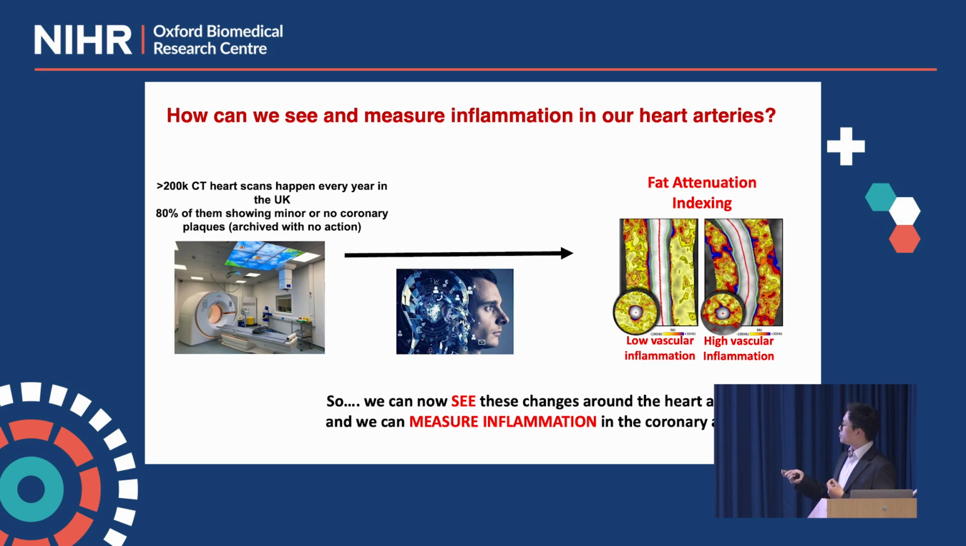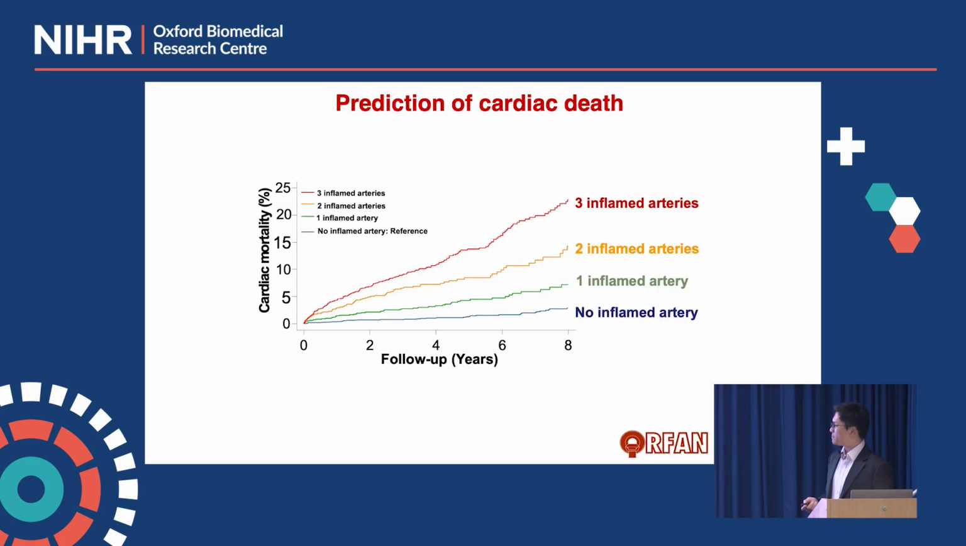Some of them were inflamed, which shows red and indicates the arteries are inflamed, and the yellow is the healthy fat tissue, which suggests that the vessel has low inflammation. And so we can see the changes and, more importantly, measure and quantify how inflamed the heart artery is. So how does that help us to predict heart attacks?